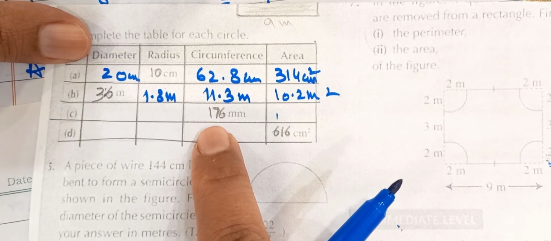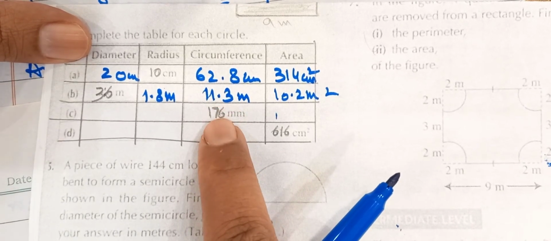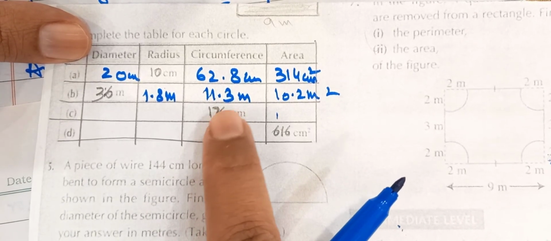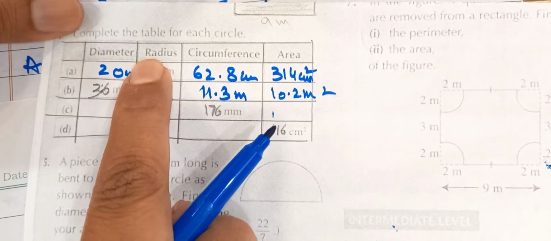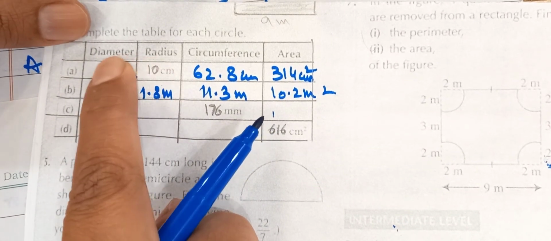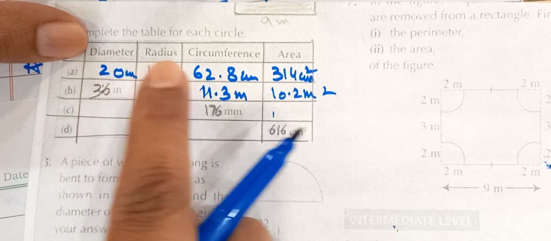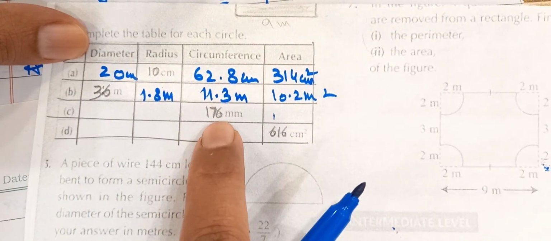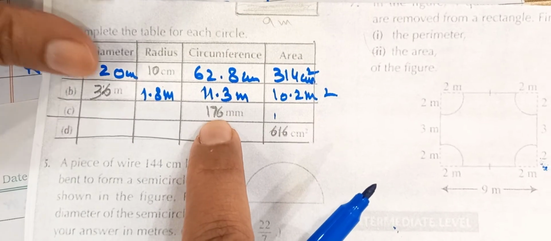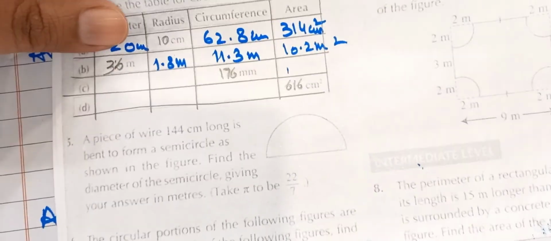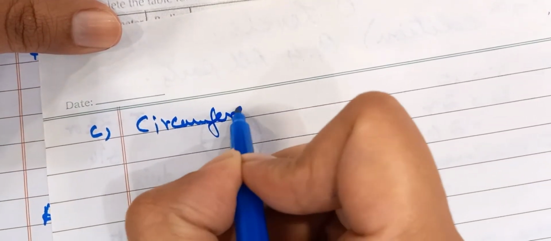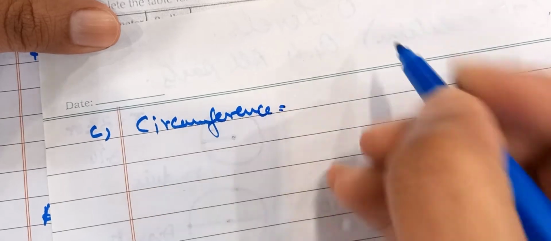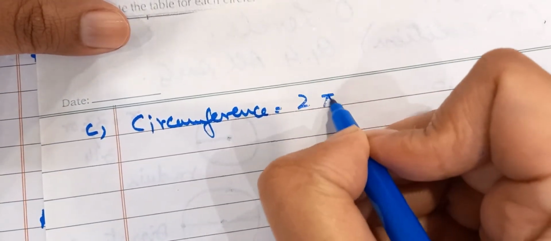Whatever quantity they have given, write down the formula for that. We didn't have a formula for radius, we didn't have a formula for diameter, but we do have the formula for circumference and area. Here they have given us circumference. So I am going to write down circumference is equivalent to 2 pi r.